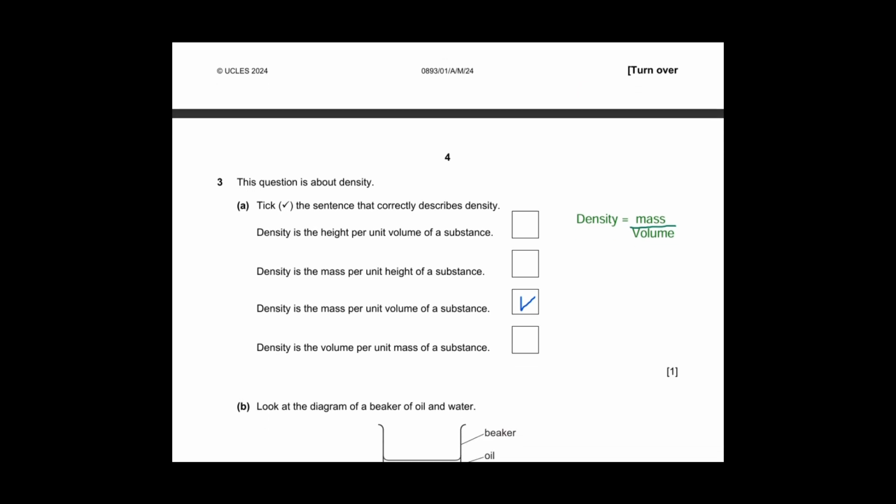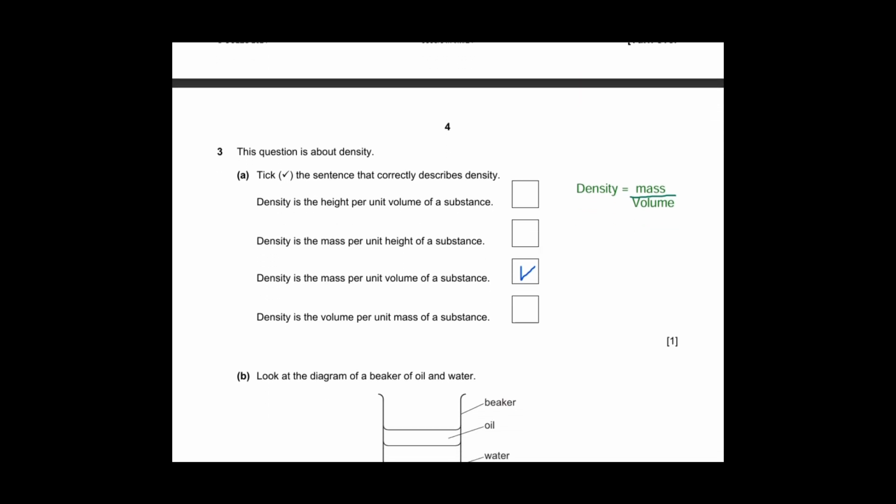We move on to the third question. It's about density. You need to remember the formula of density is mass over volume. Exactly what the question wants you to do. You are meant to tick a sentence that correctly identifies density. And when we say mass divided by volume, we can as well say mass per unit volume. So that is that about the density.